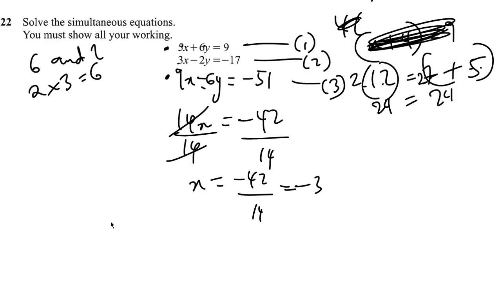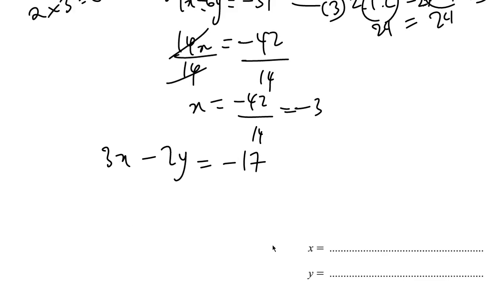Then we're asked also for the value of y. So you could simply substitute in any of the equations, for example, 3x minus 2y equals negative 17. We've gotten the value of x as negative 3, so it's going to be 3 times negative 3, minus 2y, is equal to negative 17.